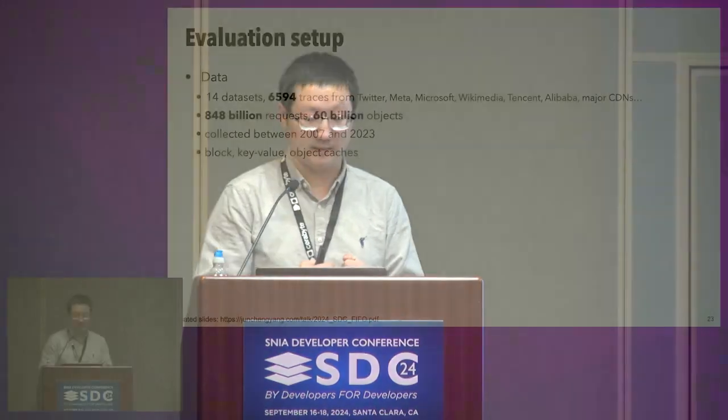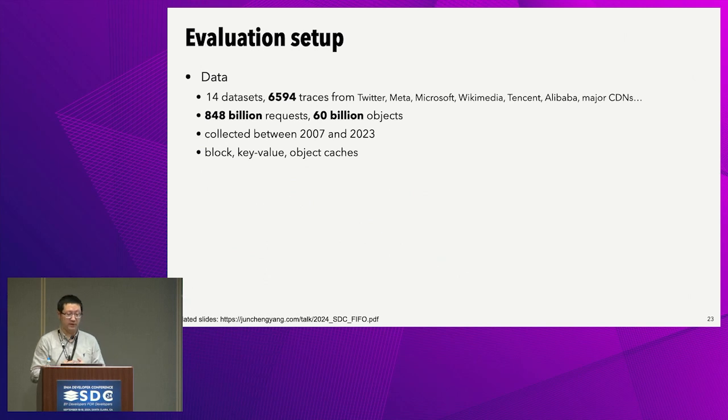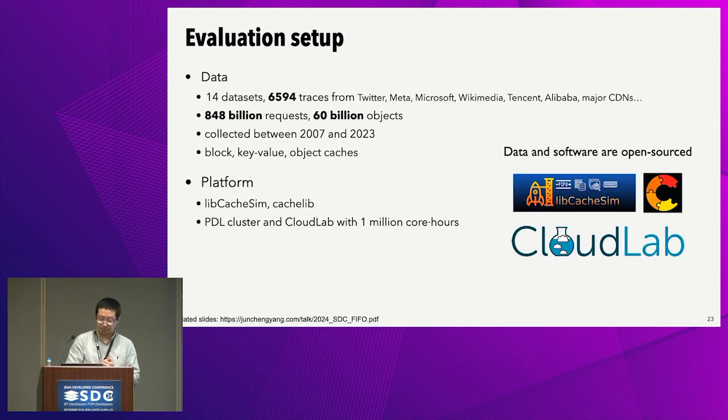Now let me talk about the evaluation. We used 14 datasets with over 6,000 traces. This is by far the largest cache eviction algorithm study. Compared to previous studies, it's millions of times larger in terms of request count. These traces are from different companies, and in total there are over 800 billion requests. They were collected between 2007 and 2023. It covers block cache workloads, key-value cache workloads, and object cache workloads. We used libCacheSim, a simulation platform, and we also implemented it inside CacheLib.